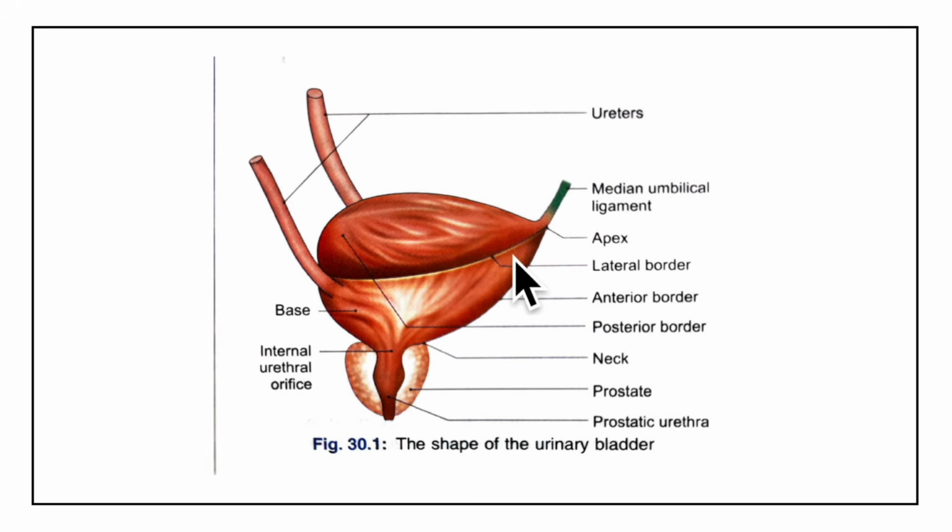Moving on to the relations of the infralateral surface that you see here and on the opposite side, they are devoid of peritoneum and they are separated from each other anteriorly by the anterior border that you see right here, and from the superior surface by the lateral borders right here and here.